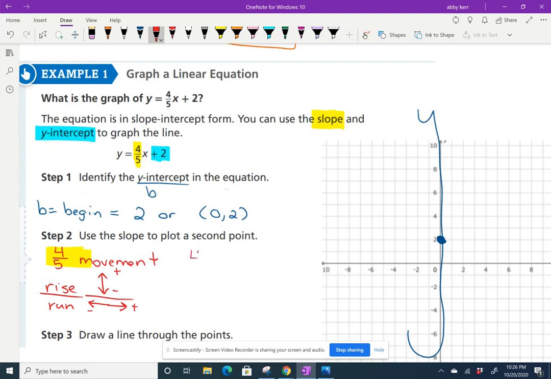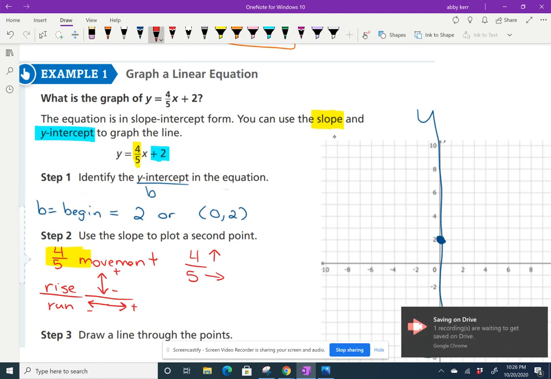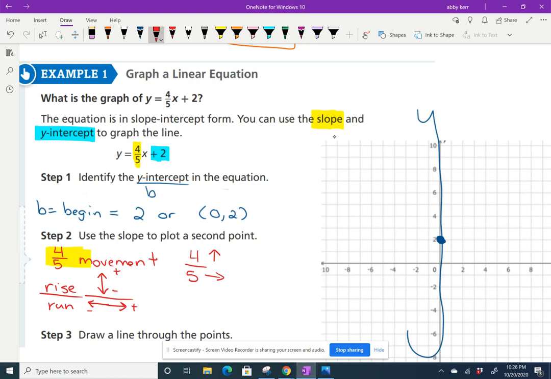So notice that 4 over 5 is positive. So since 4 over 5 is positive, that means we're going to go up 4 spots, and we're going to go right 5 spots. So from the ordered pair 0, 2, we're going to go up 4, 1, 2, 3, 4, and then right 5, 1, 2, 3, 4, 5 spots. And make sure that your ordered pair is at the crosshairs.